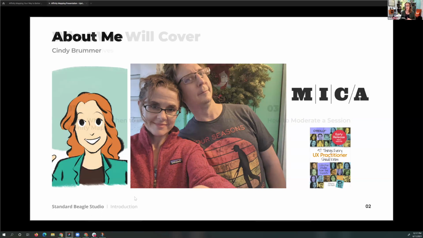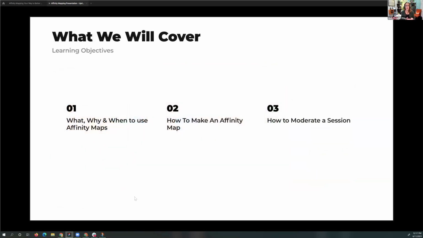So what I want to cover today is kind of just the basics, but explaining what affinity mapping is, kind of the different flavors of it, when you can use it, and then also how. Like, I want to get into the nitty-gritty of how you would actually create an affinity map. And then I also want to talk about good moderation for a great mapping session.